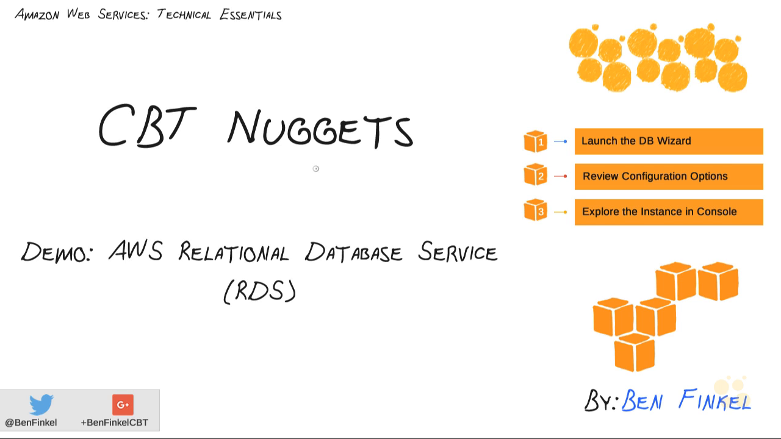Hey everyone, this is Ben Finkel, and in this nugget, let's launch the console and take a look at how we can spin up our own database inside of the Amazon cloud. We'll launch the database wizard on the management console and then step through the different pages there and review all the configuration options that we have for those databases. And then once that's done, we'll launch the instance and explore that instance inside of the management console, see all the different features and data that's available through the web interface.